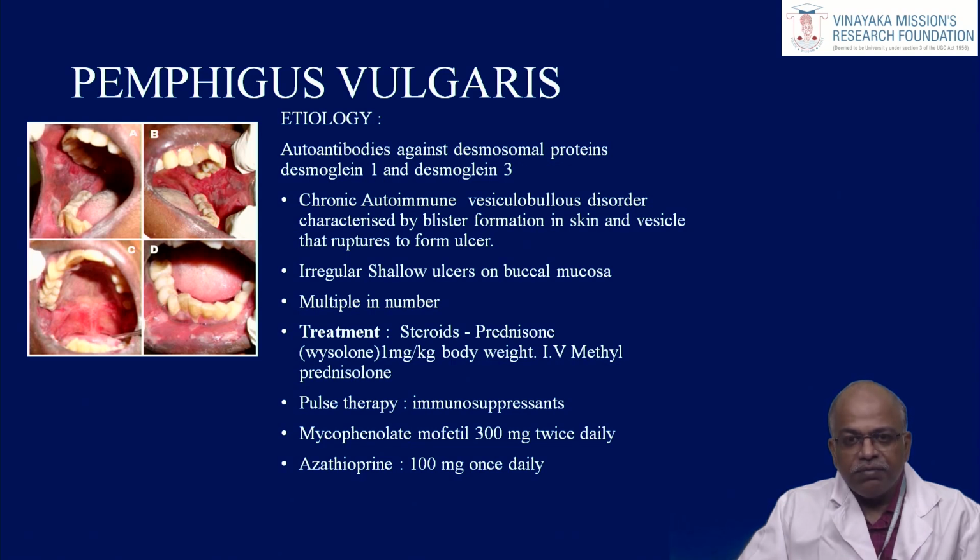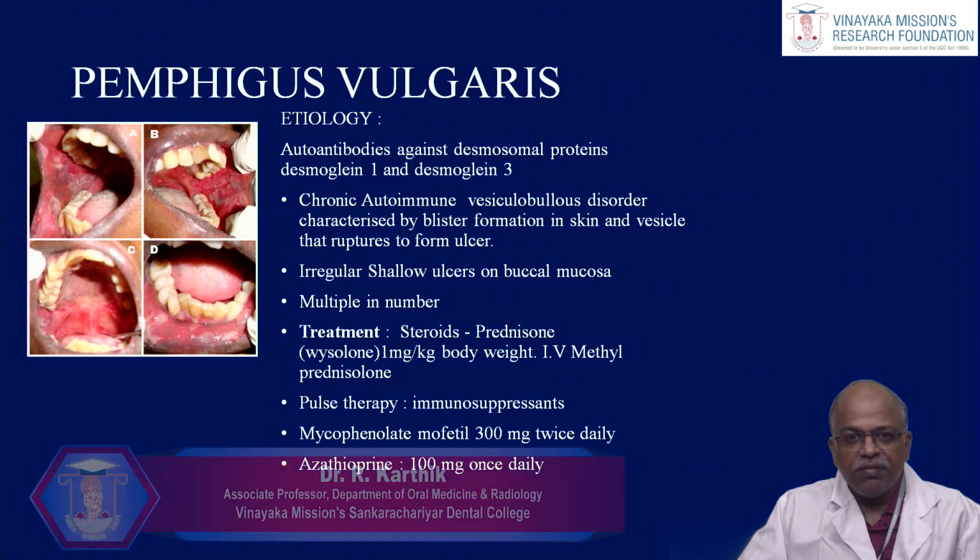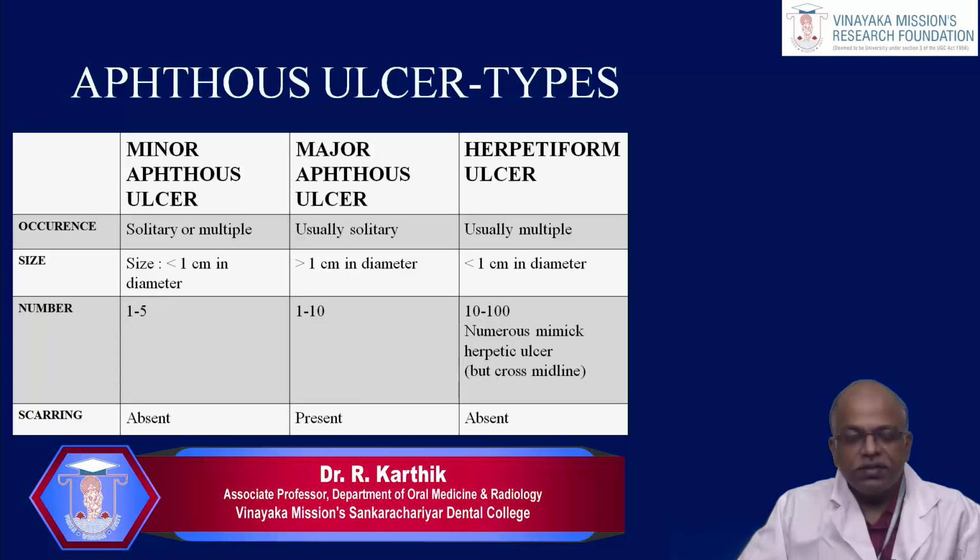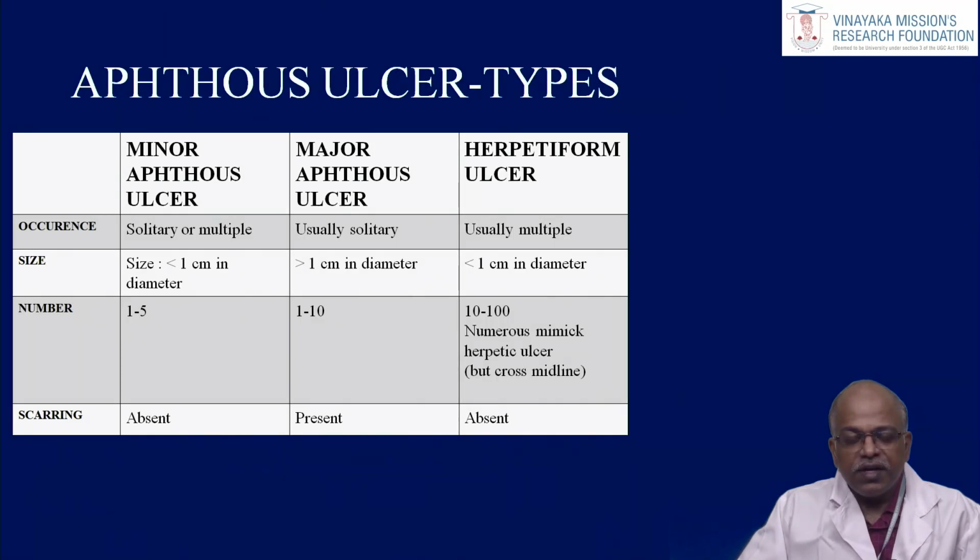Treatment is mainly aimed at steroids, prednisolone, given at the dosage of 1 mg per kilogram body weight. Pulse therapy such as intravenous methylprednisolone can be given for treatment of pemphigus vulgaris. Other immunosuppressants such as mycophenolate mofetil 300 mg twice daily and azathioprine 100 mg once daily can be given as immunosuppressant therapy for the treatment of pemphigus vulgaris.